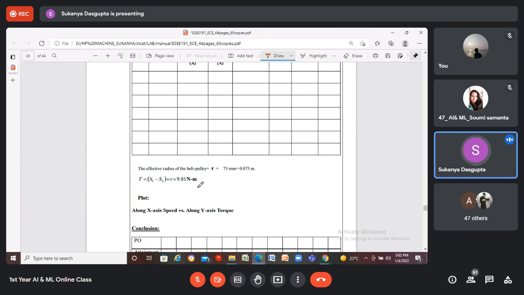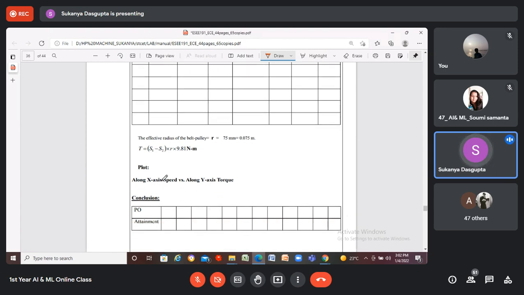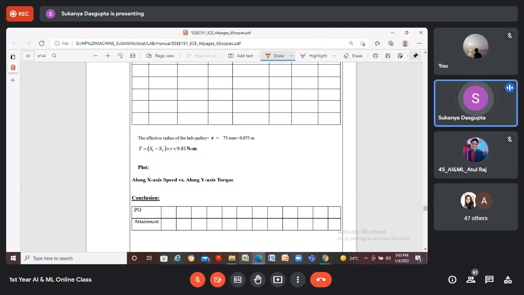And after that, you will plot the speed versus torque graph of the DC motor, where speed will be on the x-axis and torque will be on the y-axis. And after the graph, you will write the conclusion. What you have understood from the experiment, from the experimental results, from the graphs, you will write here under the conclusion section. Okay? Is it clear to everyone? Yes, ma'am. Yes, ma'am. Yes, ma'am. Now let us see the experimental results. Please wait.